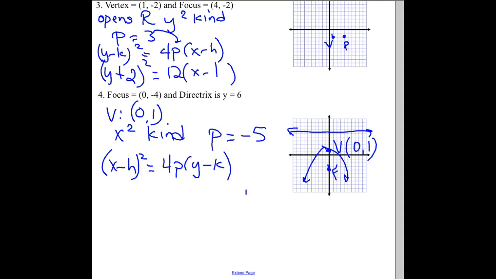Okay. What is the h value? 0. Do I have to write x minus 0 quantity squared? No. I can just write x squared equals 4 times p. If we put a -5 in here for p, we get -20. And then we would have y minus 1.